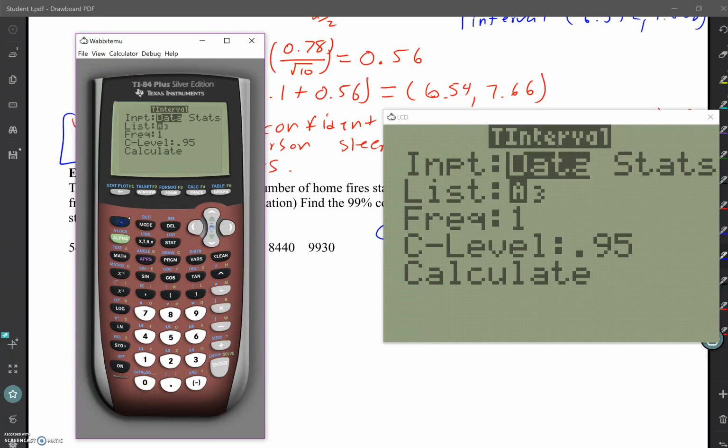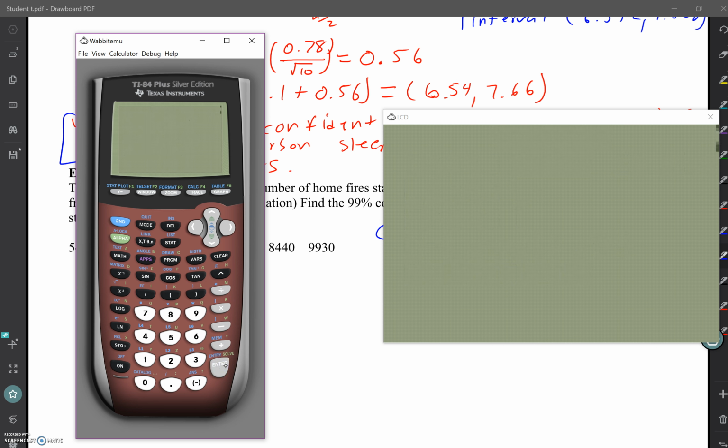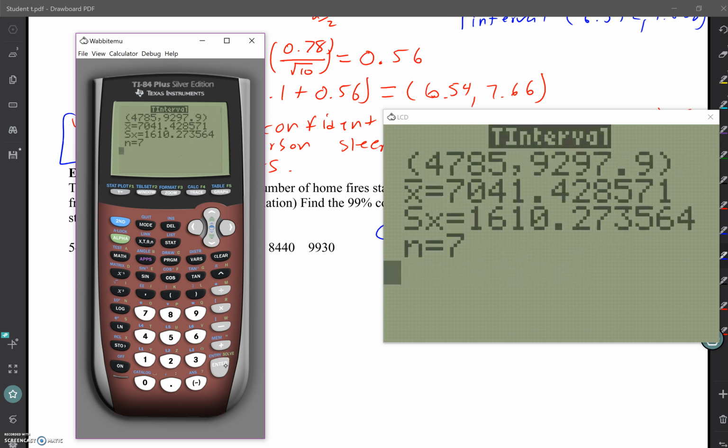I'm going to tell it that it's in list 1. Your frequency should stay 1. We don't have a frequency list for this, so don't put anything other than a 1 in there. And then how confident you want to be: 0.99. Does everyone find this? And then let's calculate. It may take it a minute to think about it. Yes?